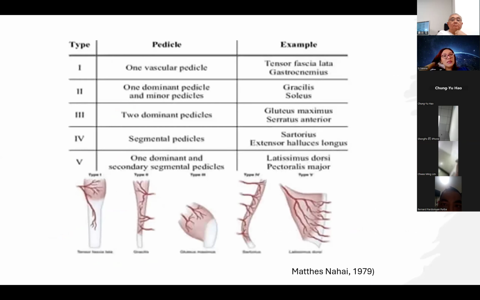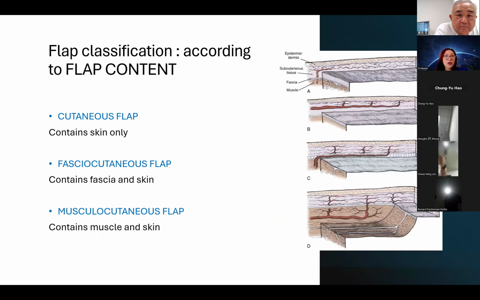Mathes and Nahai in 1979 described 5 types of flap classification based on the vascular supply. Sometimes there is one dominant pedicle and another non-dominant pedicle that can also supply the flap, or the flap may have only one dominant vascular supply. According to the flap content, we have cutaneous when it consists of skin only, fasciocutaneous if it contains fascia and skin, and of course musculocutaneous, which takes the whole muscle, the skin, as well as the fascia.